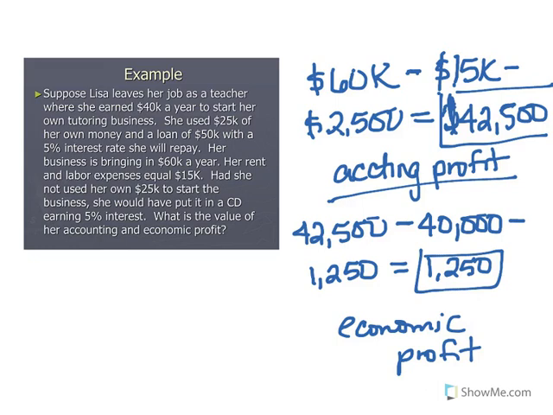So she would have made $41,250 for the year, whereas when she allowed her resources to flow to the more high value use, she has a positive $1,250 in economic profit.